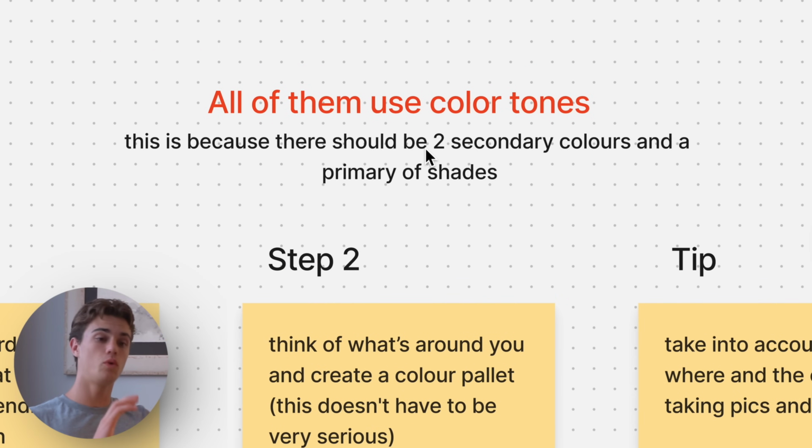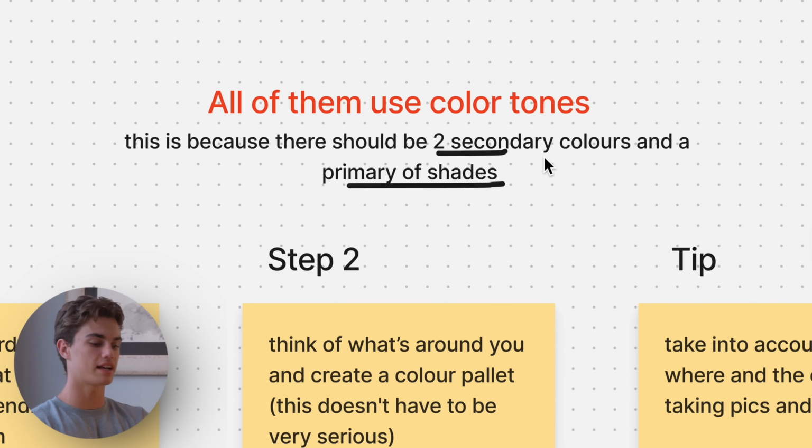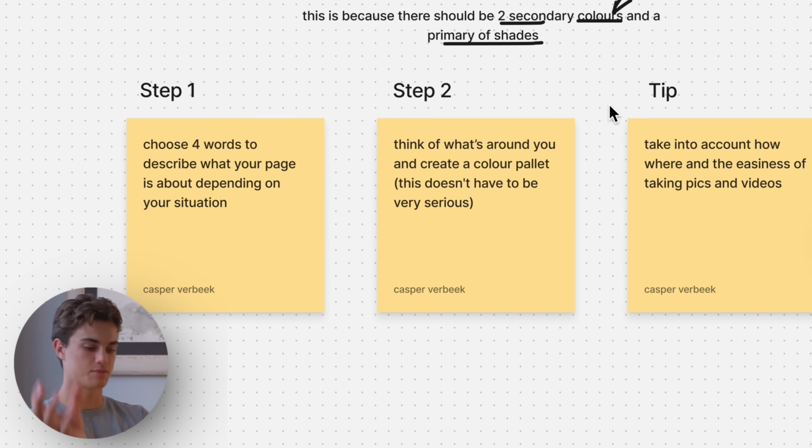Now, all of them do actually follow these color tones. Like, you'll see it consistently throughout their content. And the thing is that it should primarily just be shades, which is your white, your black, your gray, etc. And then you have two secondary color tones, which should again complement each other.